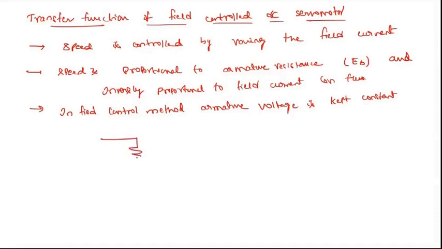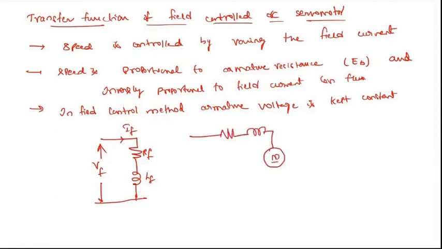The field circuit consists of field resistance Rf and Lf, and its current is the field current If. Here the voltage is Vf. This is the field circuit. Now let us go to the armature circuit. In the armature circuit we have Ra and La and some back EMF, since it is a motor, which is taken as Eb. The current flowing through this loop is Ia, and the voltage is the armature voltage Va. So this is the armature circuit and this is the field circuit, which means a separately excited DC machine.